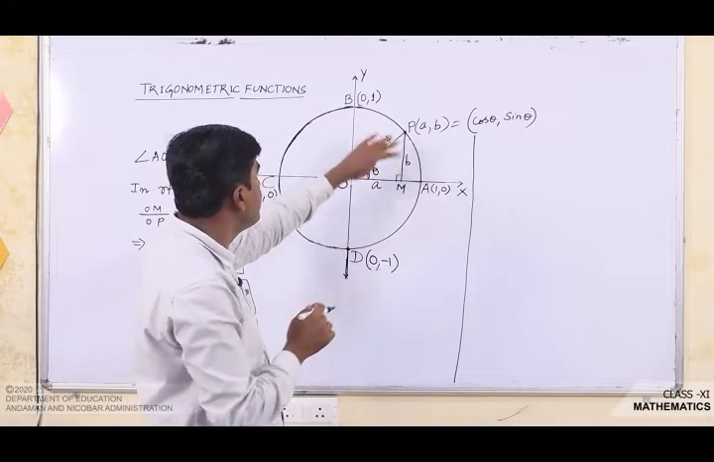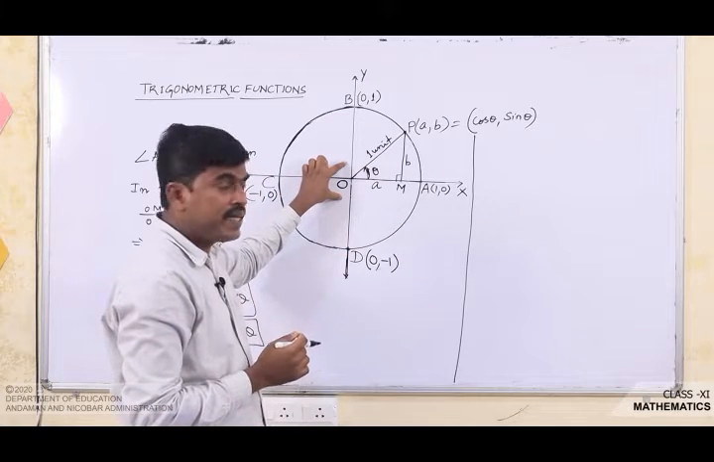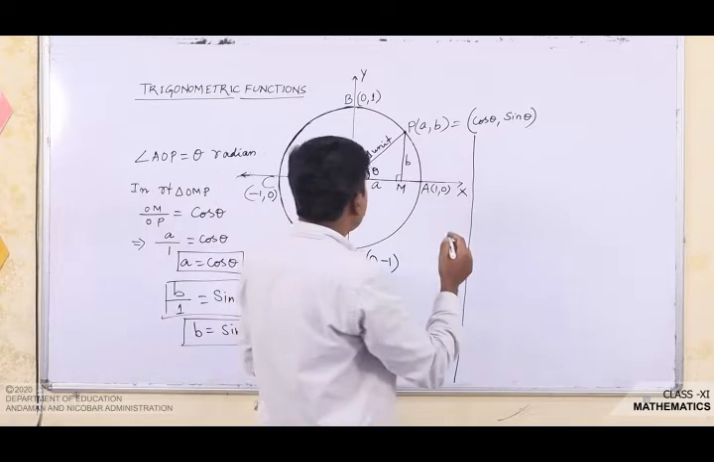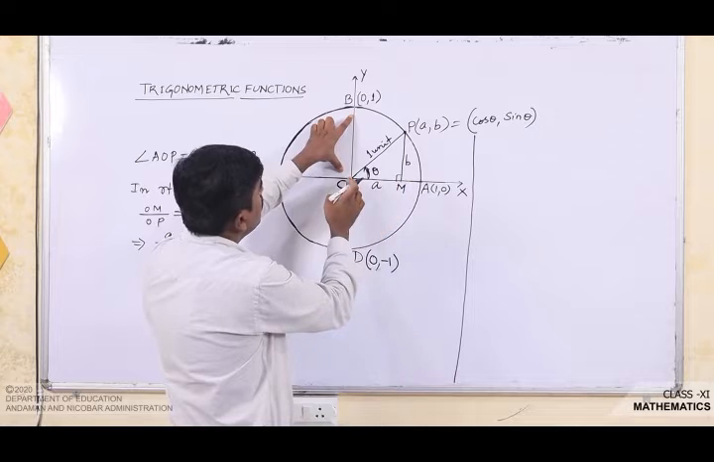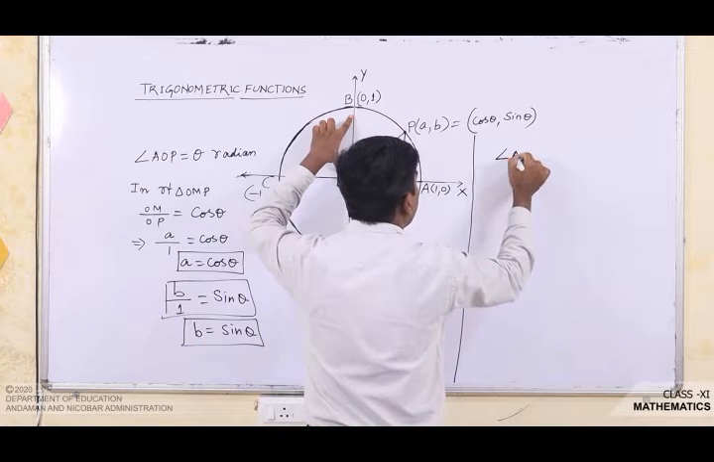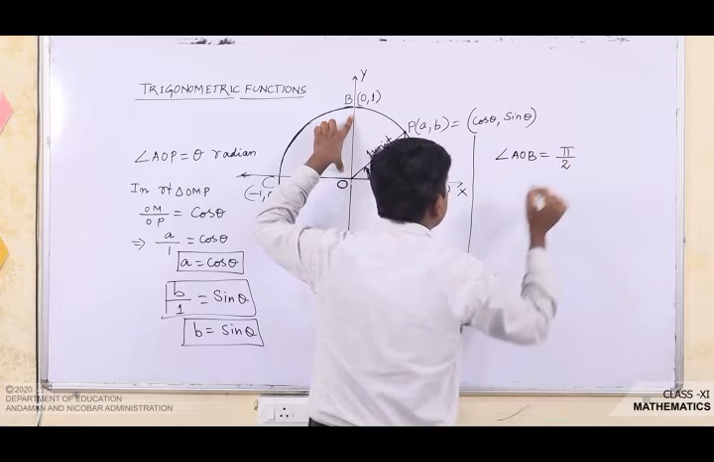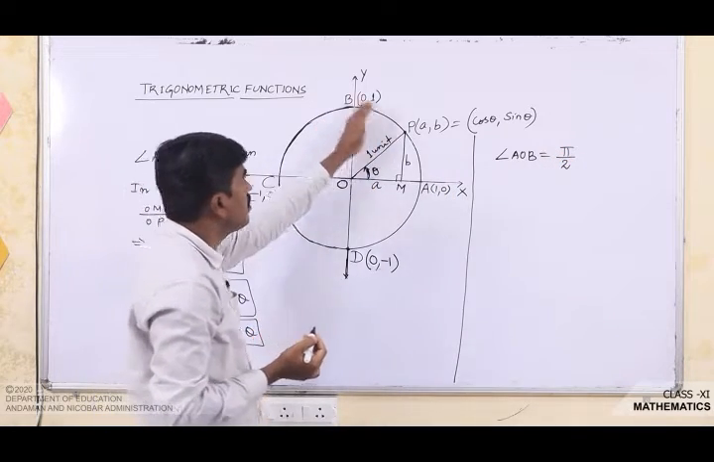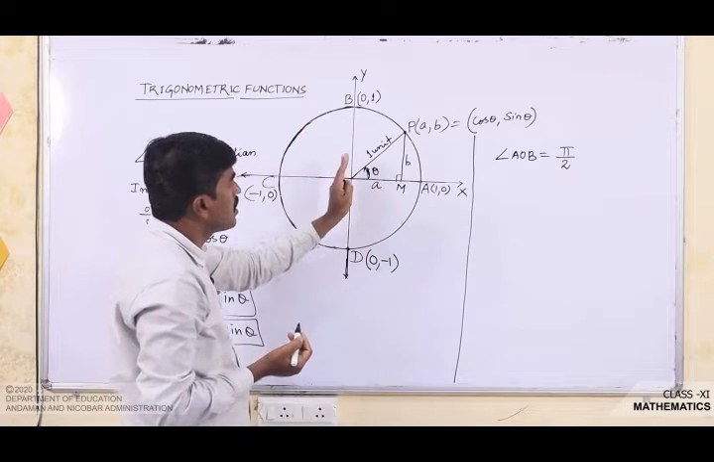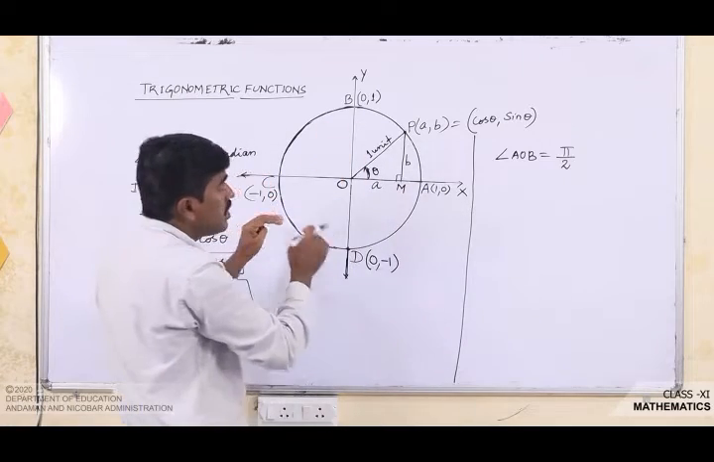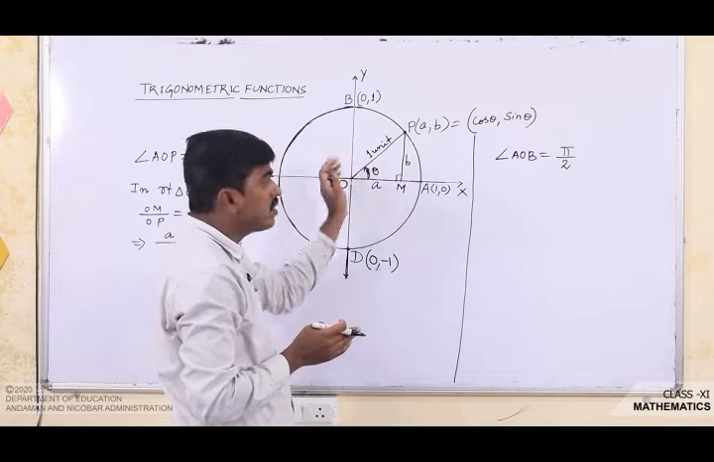Now we know that a complete circle makes 2 pi radian, an angle of 2 pi radian at the center. So we have this angle AOB, and angle AOB is equal to pi by 2. Why is it pi by 2? Because the complete circle makes an angle of 2 pi radian, and the x axis and y axis here divide the circle into 4 equal parts, that is, we know that it is quadrant.